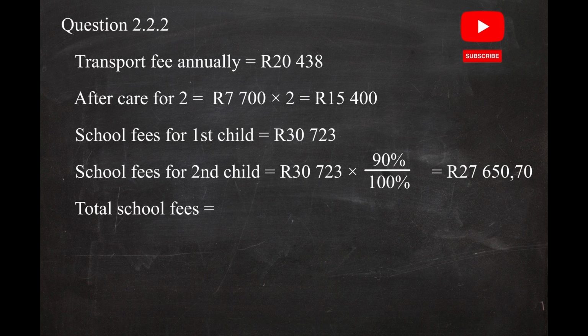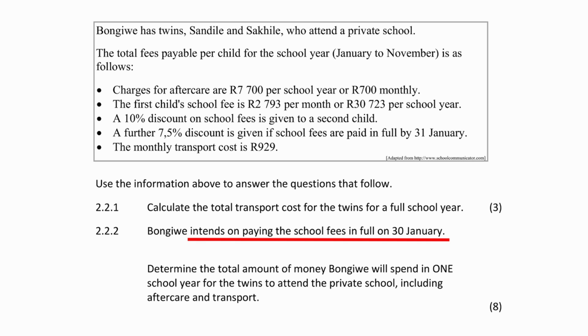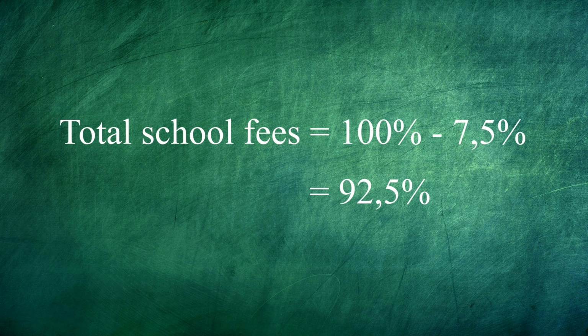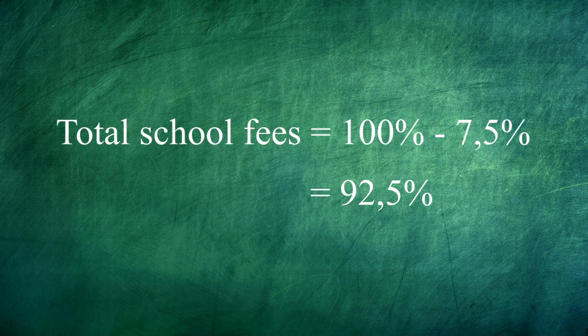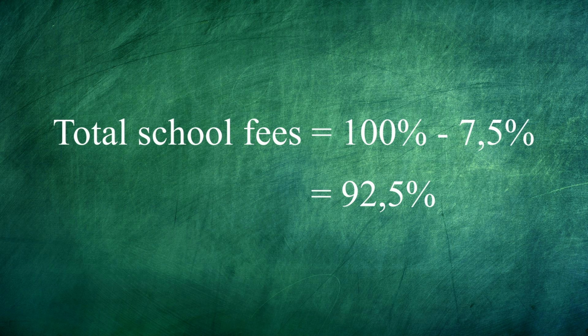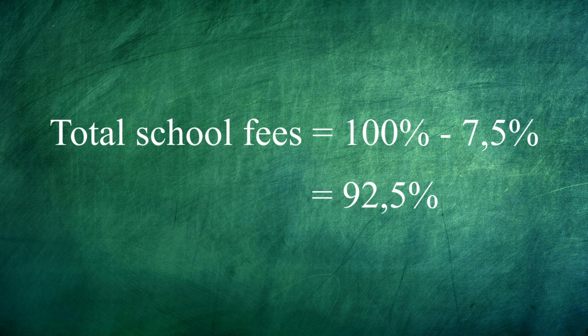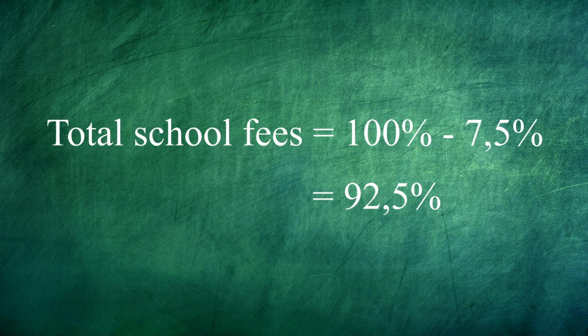The total school fees for both children will be R30,723 plus R27,650.70, and this equals a total of R58,373.70. Now, since the parent intends to pay the amount of school fees in full before the end of January, she qualifies for a 7.5% discount. The total school fees for the twins will be 92.5% of the total school fees calculated above. This is because she gets a discount of 7.5% if the school fees is paid by the end of January.